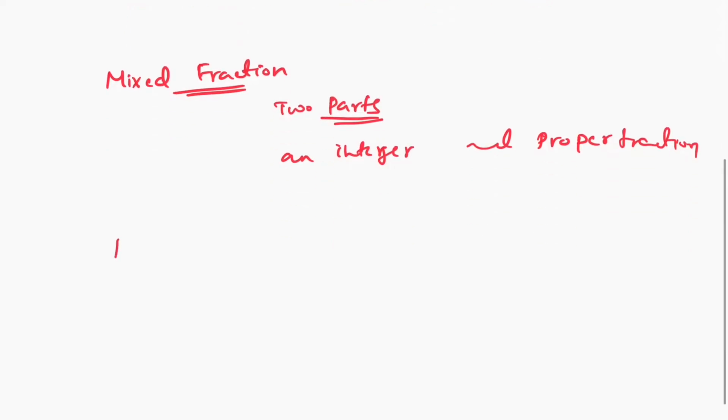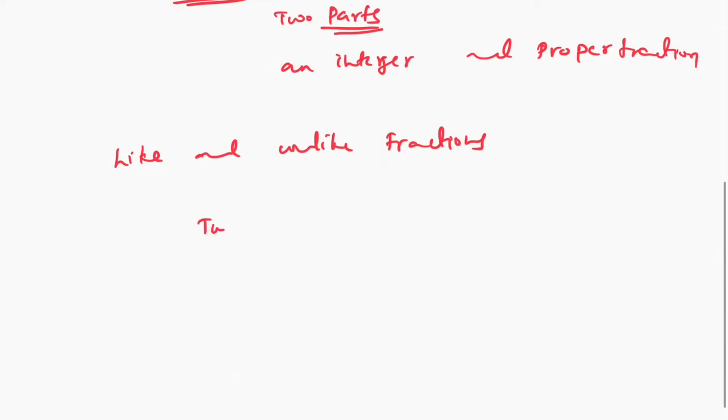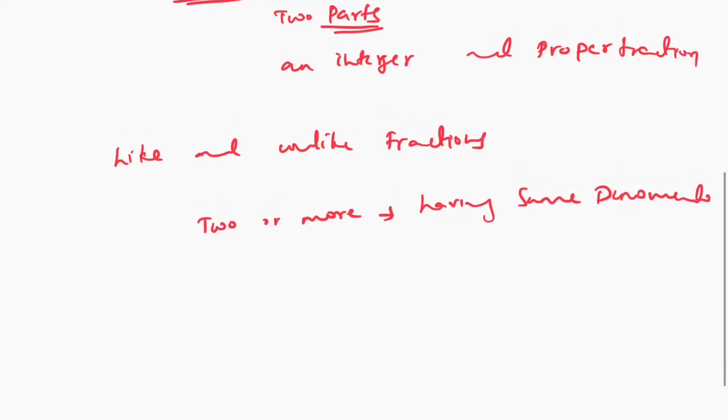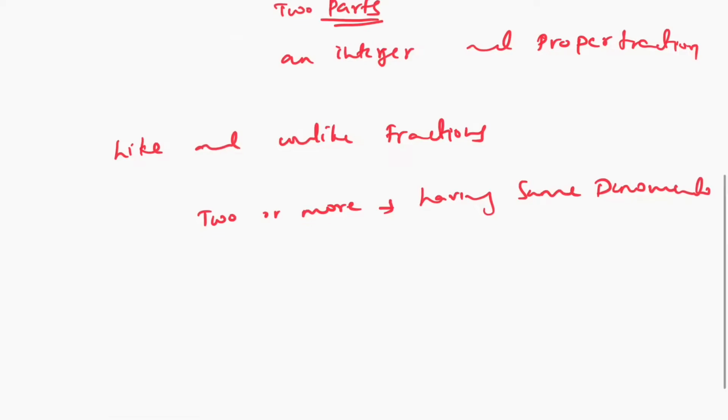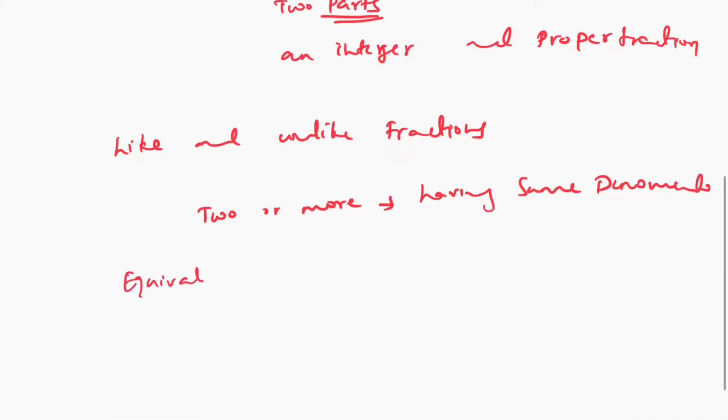Then coming to the next one, like and unlike fractions. What are like fractions? Two or more fractions having the same denominator are called like fractions. If they have different denominators, they are called unlike fractions. Next one is equivalent fractions. You can see all these definitions in your textbook on page number 121.